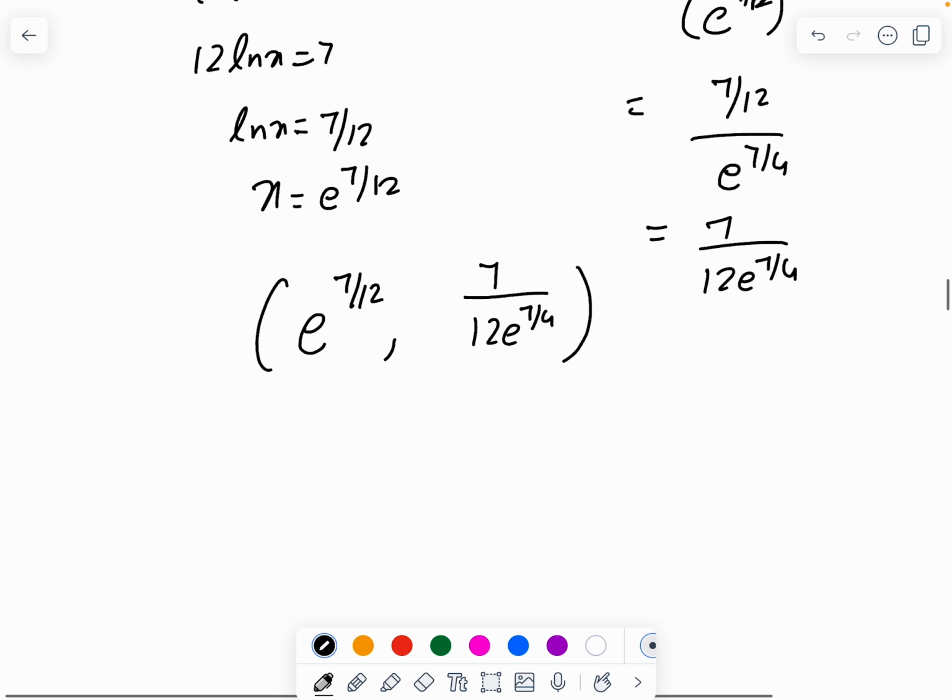We need to know whether it is an inflection point or not. So what am I going to do? I am going to draw the table.